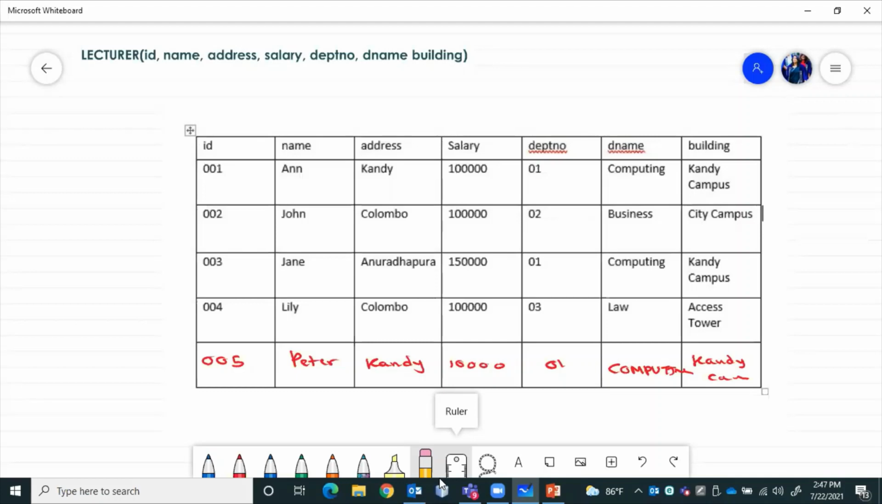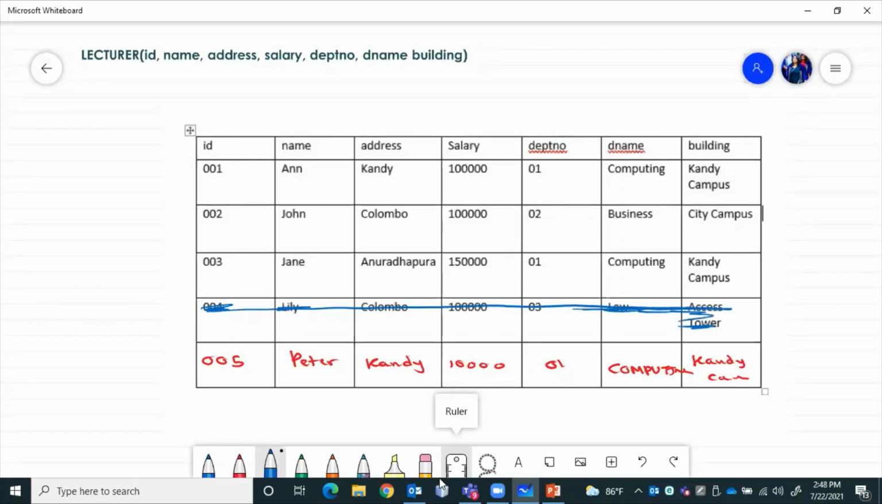And the next one I told you, that is the deletion anomaly, right? Let's say now Lily, the lecturer Lily, is going to leave this particular organization. Once she has left, the organization is no longer interested in her record. What we are going to do is delete this particular record. We want to delete it.